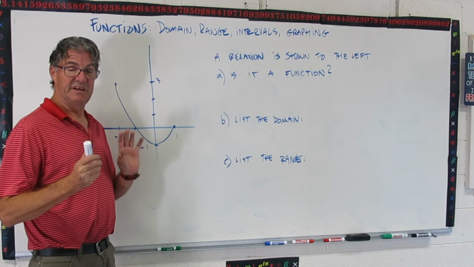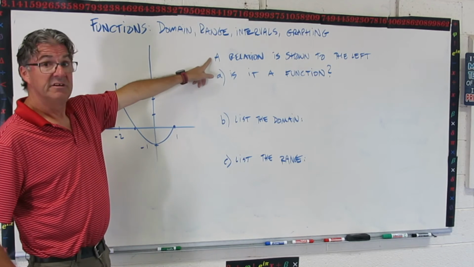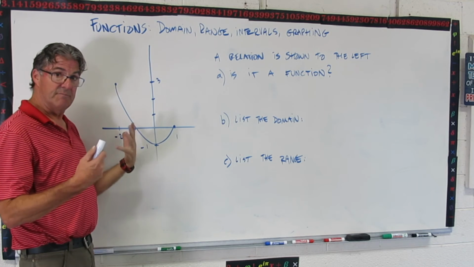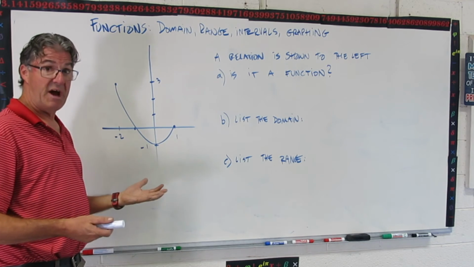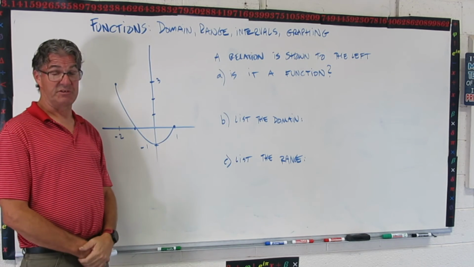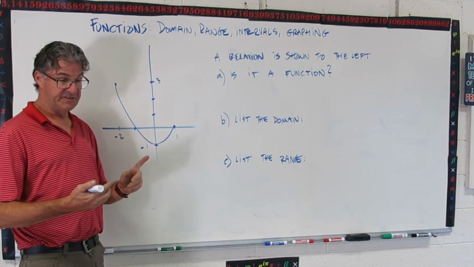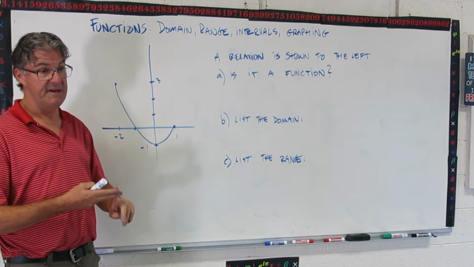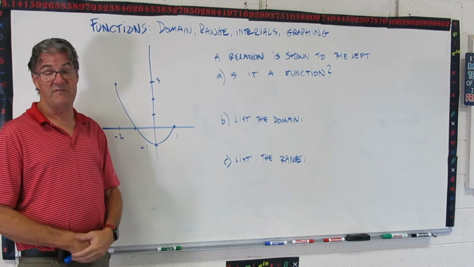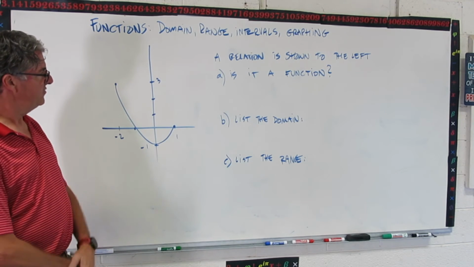Okay, one last example problem. Check this out. A relation is shown to the left. So here's a graph of a relation. Some relating of ordered pairs of x's and y's. Okay? Our first question, is this a function? Now this question could be a little tough to answer because remember we had to decide whether it was a one-to-one, one-to-many, many-to-one, and there's 2 of those that qualify as a function, 1 does not. So think about that and then see if you can answer this question.